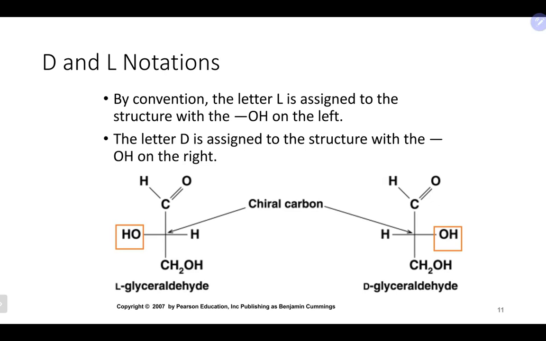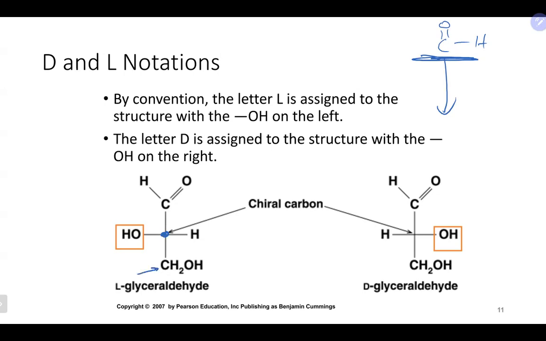What we're talking about is the determination of that: it is the very last chiral carbon furthest away from the most oxidized group on top, and which side the OH group is on. If the OH group is on the left-hand side, it would be the L. If it's on the right-hand side, it would be the D, and that would be the furthest chiral carbon from this group. So in this case, this guy right here would be the chiral carbon.